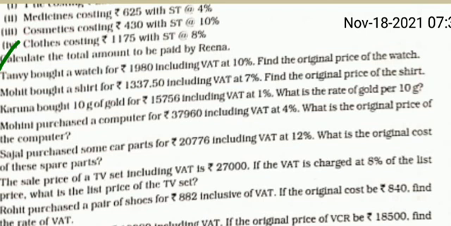So first of all, you have to find out the amount of VAT that is imposed by the government. After getting the amount of VAT, then we just have to subtract the amount of VAT from the overall amount, then we get the actual original price. Okay, so let's see.